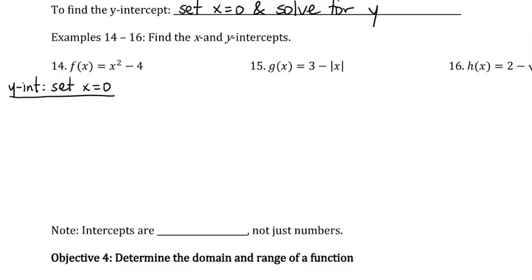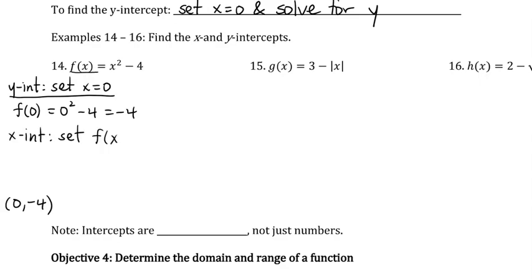So I'm going to plug 0 into f. I get 0 squared minus 4, which is negative 4. So the y-intercept is the point 0, negative 4. That's our y-intercept. X is 0, y came out to be negative 4. To find the x-intercept, I'm going to set y equal to 0. Y is the entire function. So we're setting the entire function f of x equal to 0. So I'm replacing f of x with 0.